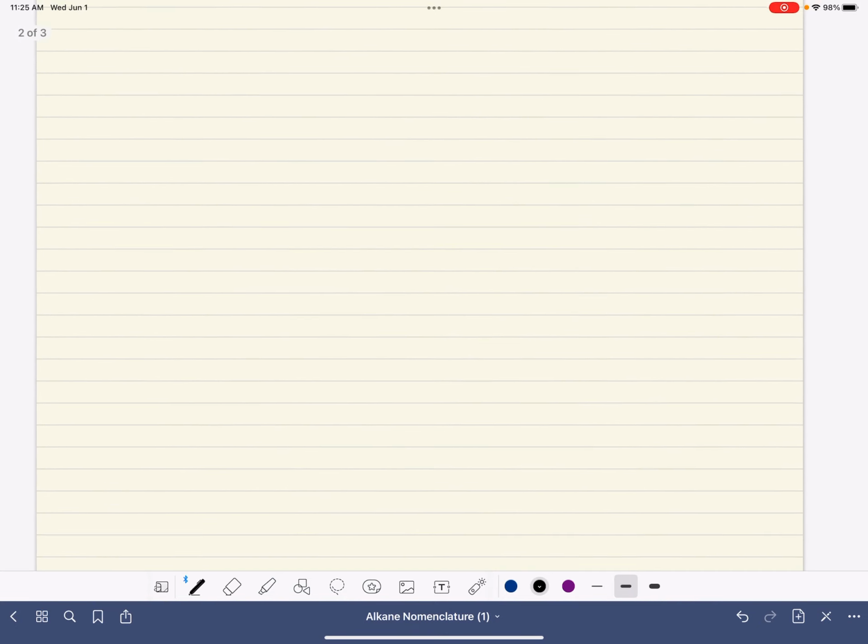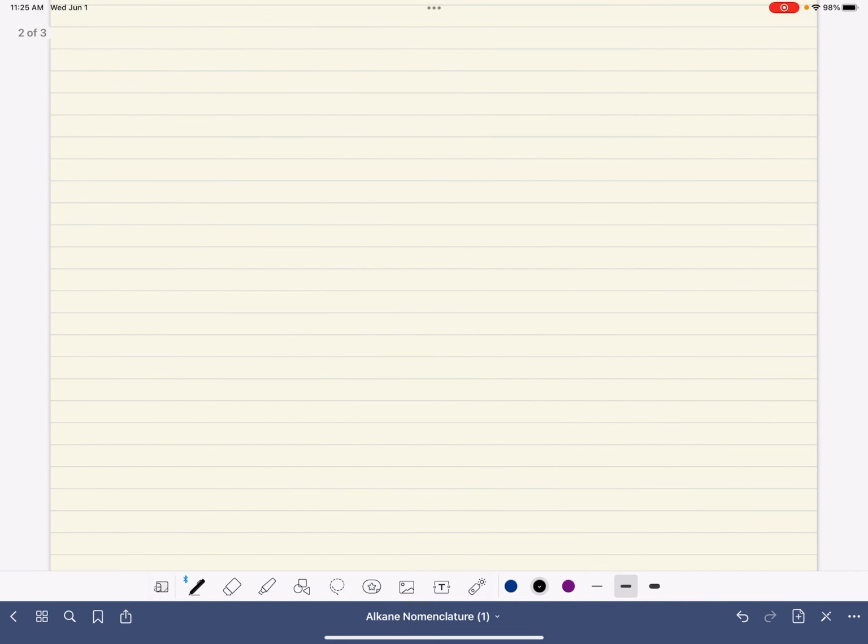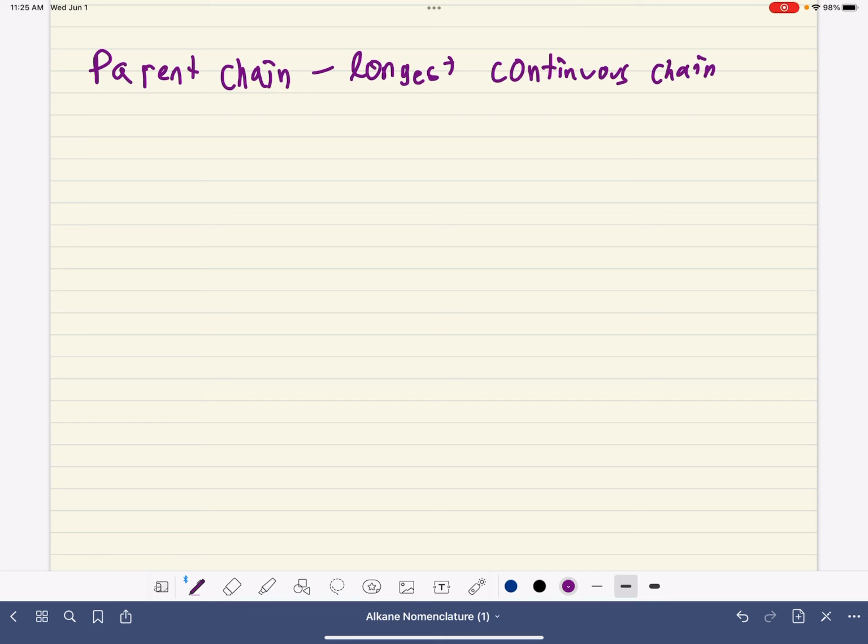All right, so really, how do we name an organic molecule? And the first thing that's really important to understand is the idea of a parent chain. And this term will pop up over and over and over again. And a parent chain is the longest continuous chain of carbons in a molecule. And I'll abbreviate carbons like that.